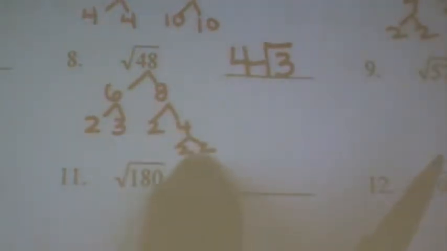We have a 2 here we can take out, and then there's another 2 we can take out. So 2 times 2 is 4. There's a 3 that doesn't come out.